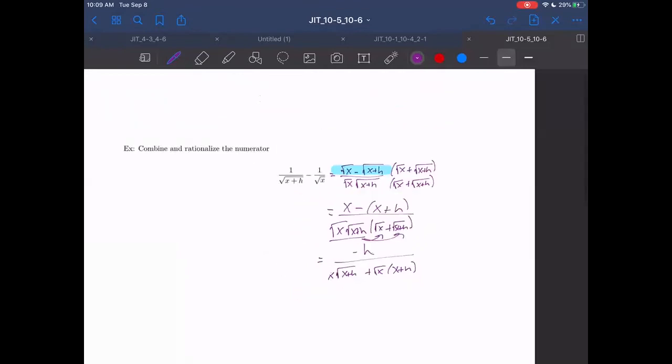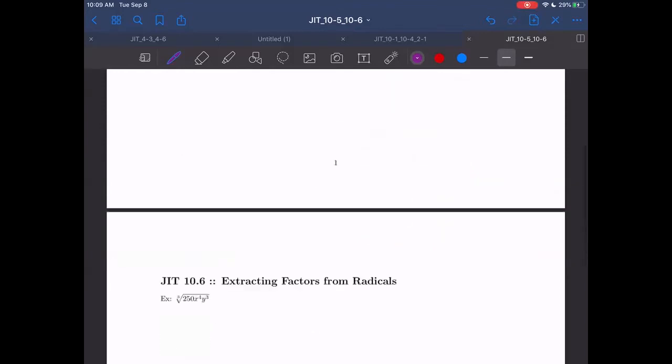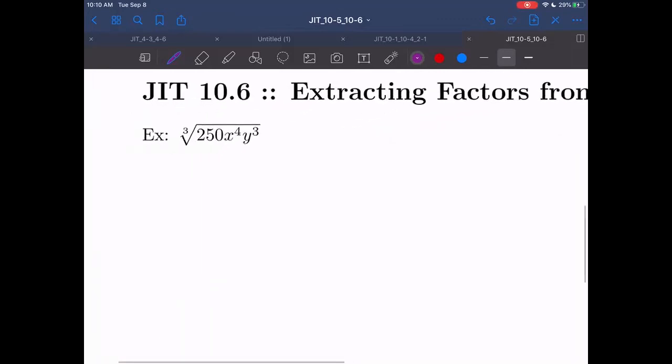Okay. So there's rationalizing. Just-in-Time 10.6 is just extracting factors from radicals.